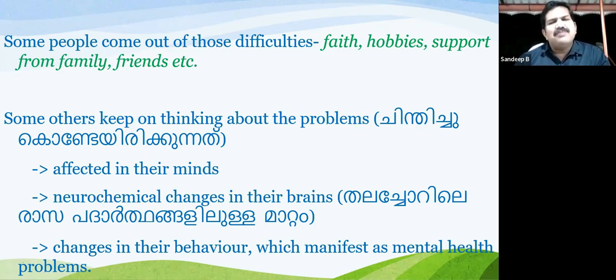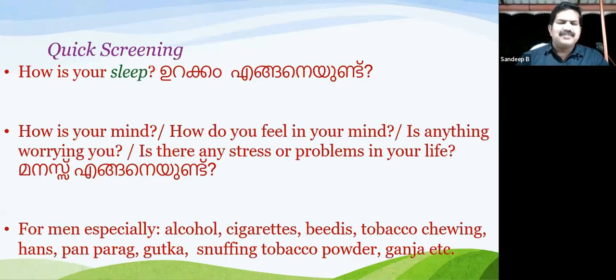But some other people keep on thinking about the problems. They brood over their problems, and they keep on thinking about one particular problem. Their focus is only on the problem. They are not able to count the blessings in their lives, but rather they are only considering the problem in their life, and then they would be affected in their minds. There would be some neurochemical changes in their brain that will result in changes in behavior, which manifests as mental health problems. This can be simple depressive symptoms or anxiety symptoms, or we can go to extremes like psychosis and mania.